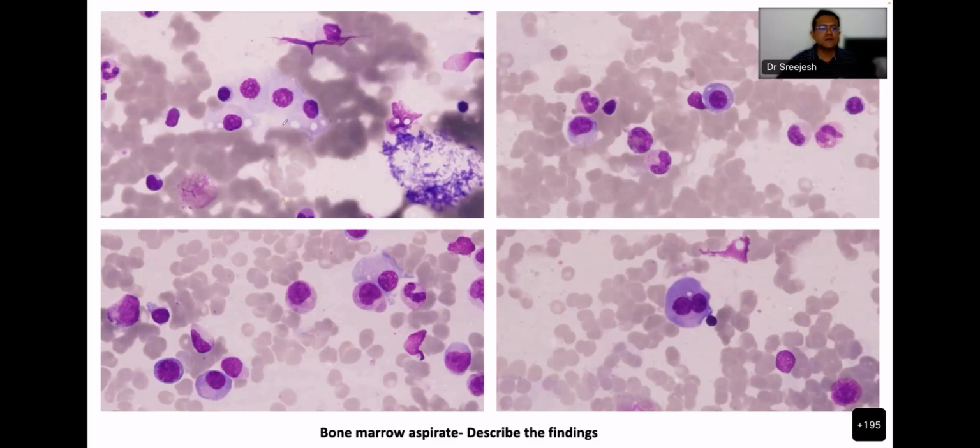So these ones. Oh, yeah, these ones. What are these cells? This one, this one, this one, this one. This one. Yeah. These look like plasma cells. Yes, these are plasma cells.